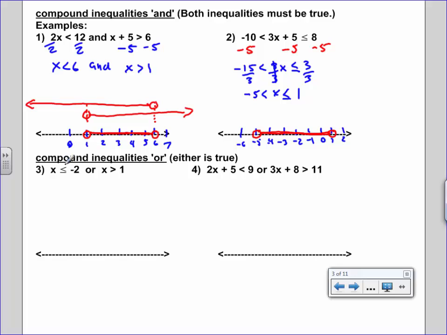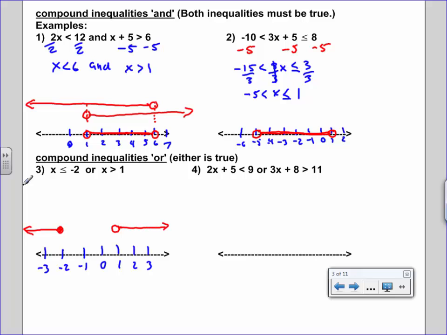X is less than negative 2 and x is greater than 1. I'll graph these two above. The first one is x is less than or equal to negative 2, so that would be a closed circle, and less than would go to the left. Or x is greater than 1, open circle there.